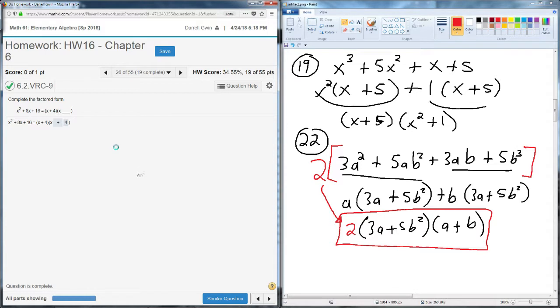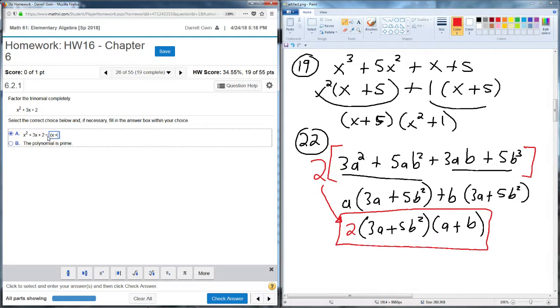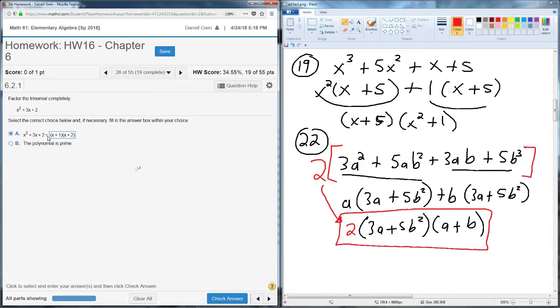Maybe you want... What times what is 2? 1 times 2 is 2. Now, of course, if you didn't know the shortcut method, you would never get it. X squared means use the shortcut method. We're going to skip that one.